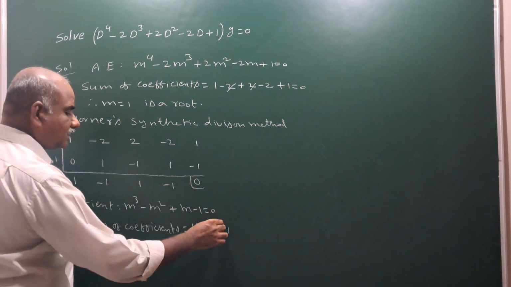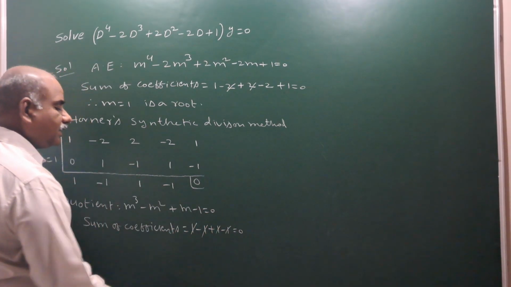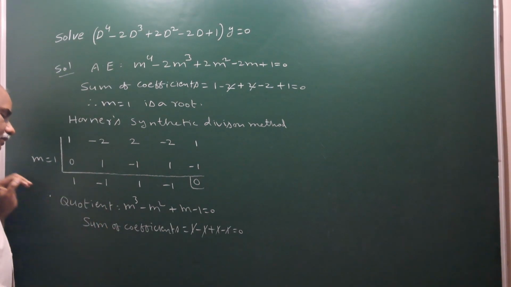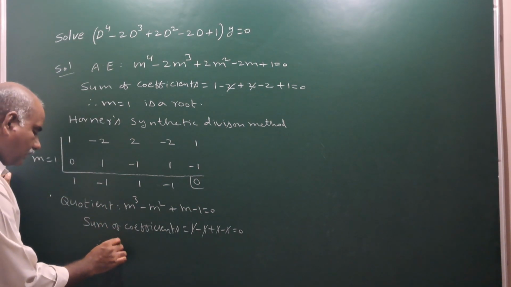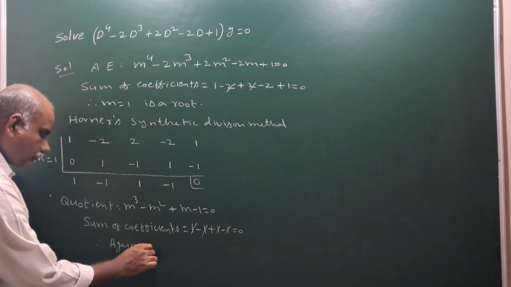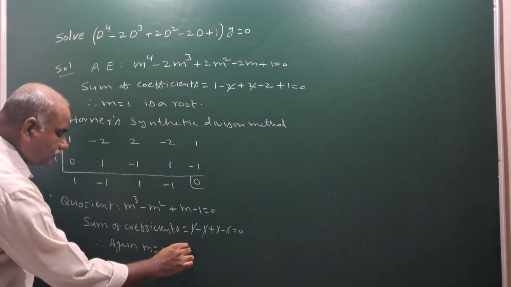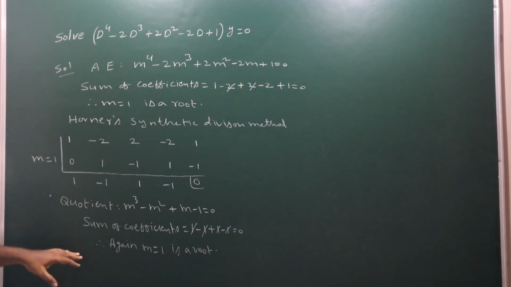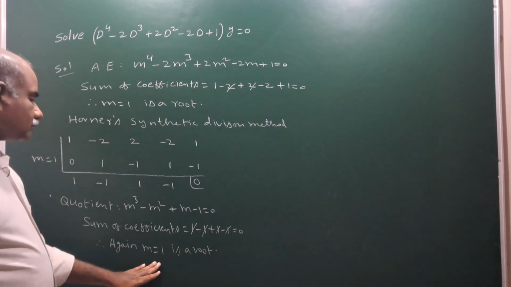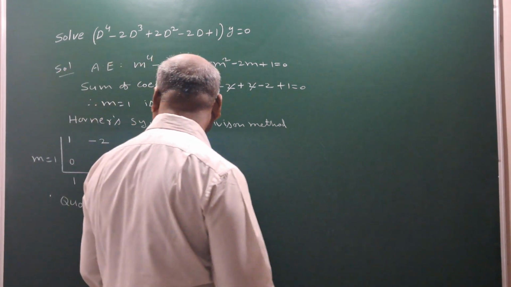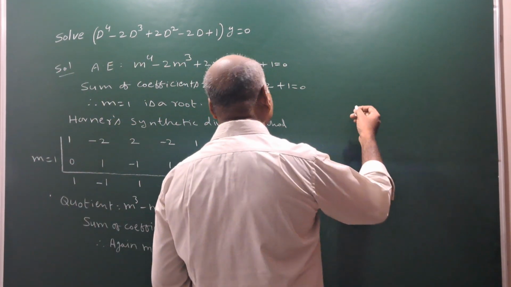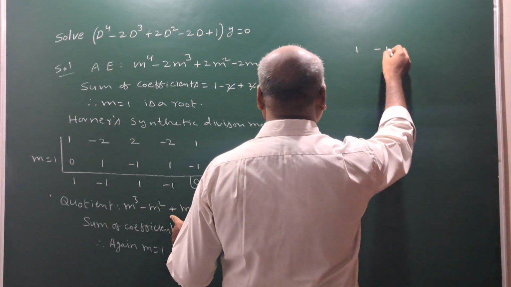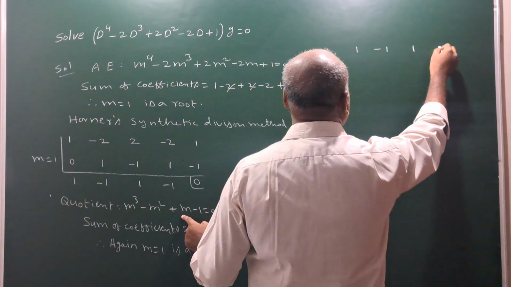Plus 1 minus 1 cancel, plus 1 minus 1 cancel. Again we get 0. That means again m = 1 is a root of this equation. Therefore again m = 1 is a root. That means 1 is a multiple root, or a repeated root. So again we have to apply the Horner synthetic division method for this equation: 1, −1, 1, −1.